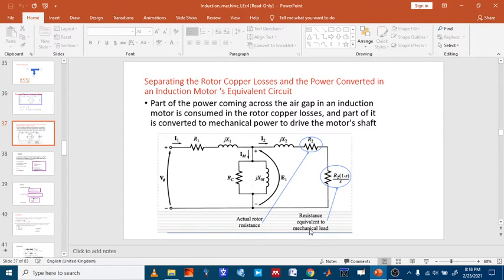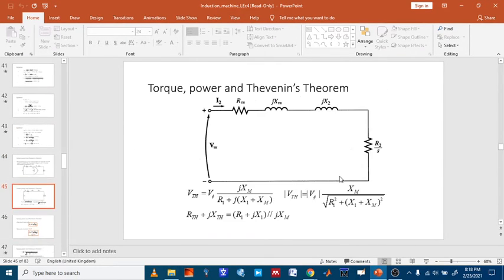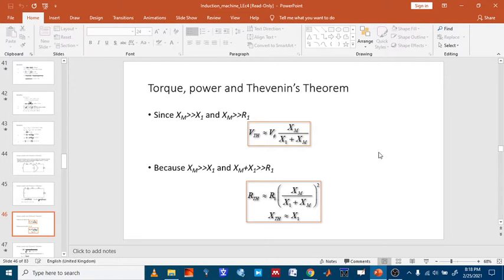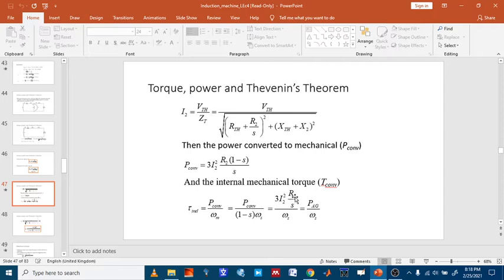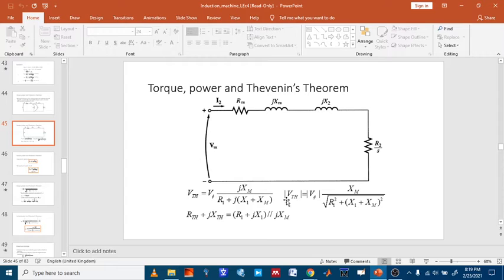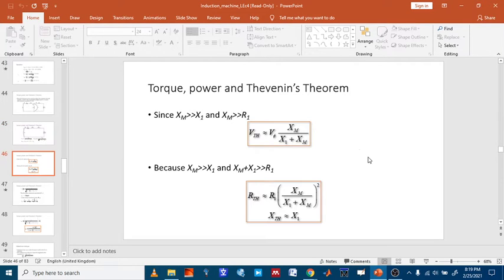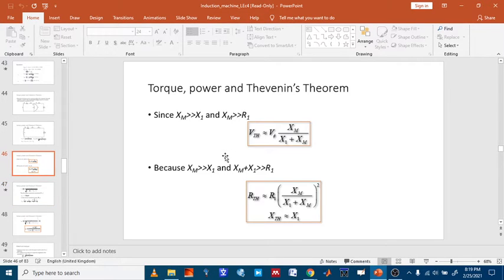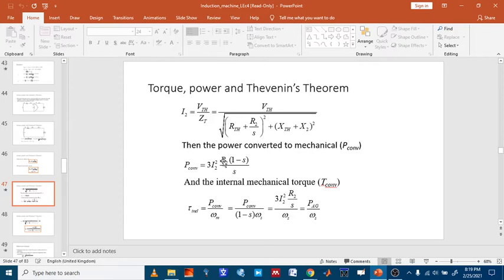This is the resistance equivalent to the mechanical load. You get it? Because of the mechanical power, this part will be R2 into bracket 1 minus S all over S, the slip. So the mechanical power will be 3I2 squared, because this one is just a phase. If you are considering the three phases, it will be 3I2 squared multiplied by the equivalent mechanical resistance.